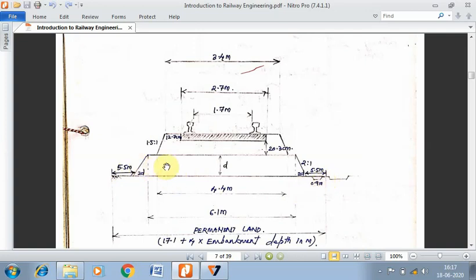Okay, then you have the formation, and the top width of the formation is expected to be around 6.1 meters, and the bottom width depends upon the depth of the formation that you are going to give. If d is the depth of the formation, then this distance, beyond the top width of the formation, is 2 times d on either side. Slope is expected to be around 2:1, and above this you can provide the ballast cushion.